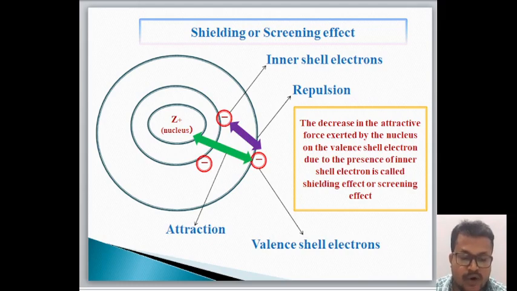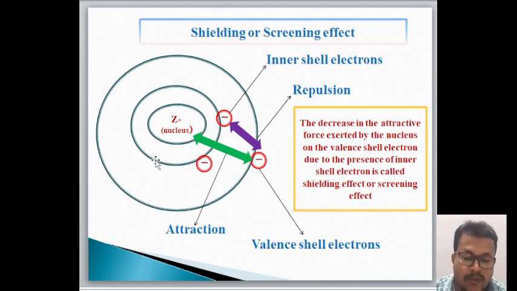As you all know, in the center, the nucleus is present. In the nucleus, protons and neutrons are present. Protons are positively charged and neutrons are neutral. So overall, this nucleus is positively charged. And around this nucleus, the electrons, which are negatively charged, are moving in a circular path, and this circular path is known as an orbit.